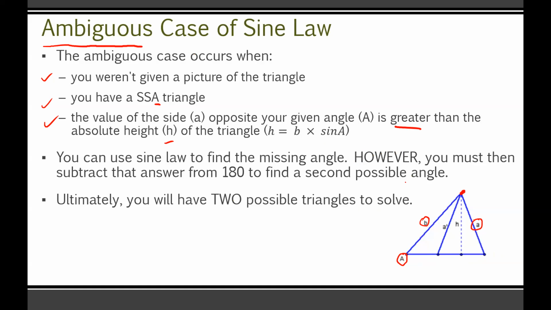So if you have these three conditions, if I didn't give you a picture of a triangle to tell you what was going on, if you have an SSA triangle, so where you have two side lengths and the angle that is not located in between them, and most importantly, the value of the side A across from angle A, which will always be told with a capital letter and a lowercase letter, so you won't get to mix that one up. The value of side length A needs to be greater than the absolute height of the triangle, which can be found just by taking the other side, B, multiplied by sine of angle A. This is weird, but when we do an example with this, hopefully it'll clarify it, of course.